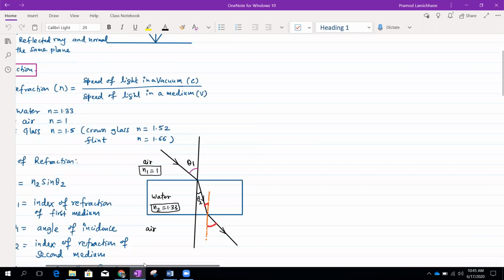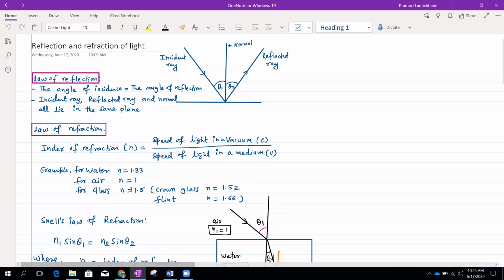So we can check reflection and refraction of light. Let me talk about the law of reflection first. The law of reflection is when the light is incident on the surface and then it gets reflected. So this line here in this picture is called the incident ray, and this line is called the reflected ray, and this perpendicular line on the surface is called the normal.